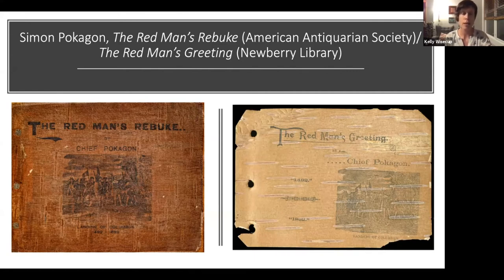In 1893, Pokagon printed a pamphlet on birch bark pages, and he issued it under two titles, The Red Man's Rebuke and The Red Man's Greeting. And the AAS, as you can see, has a copy of the Rebuke.